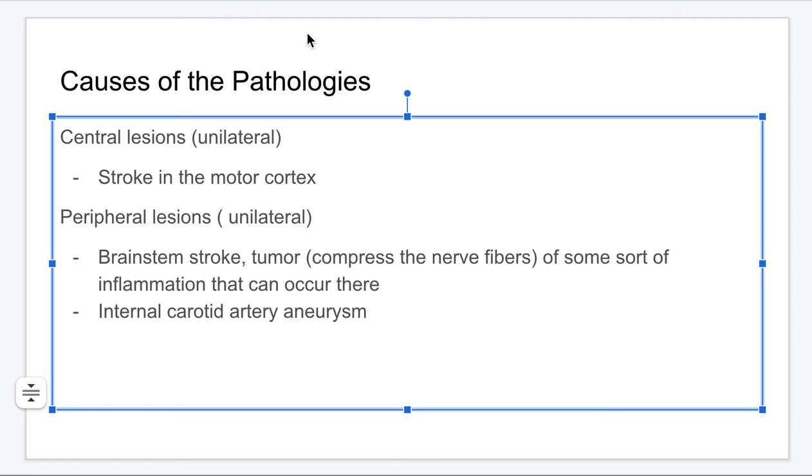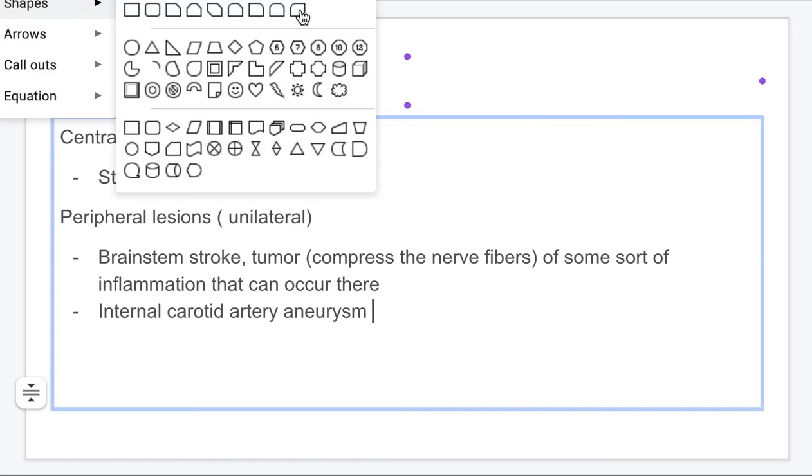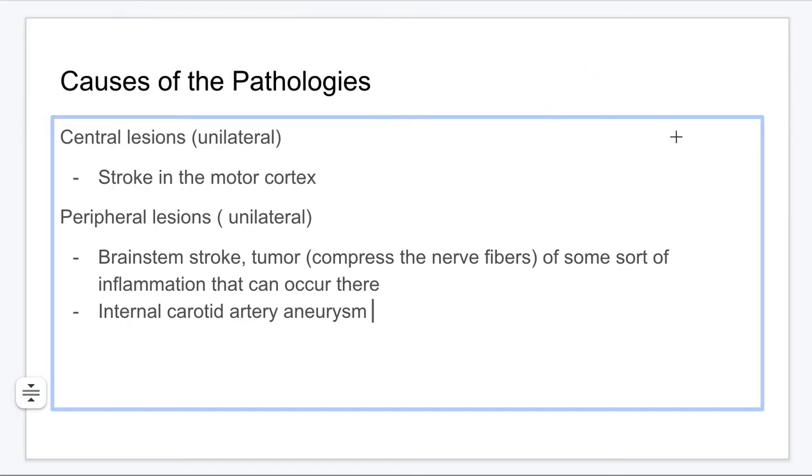So to explain this, what I first want to draw for you guys is the brainstem. I'm not going to be speaking about the cortical or the central pathways, because like I said, it's going to be a peripheral problem.